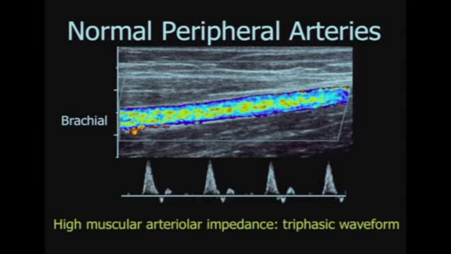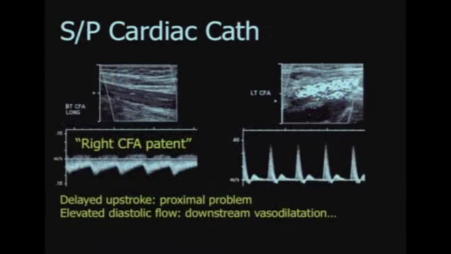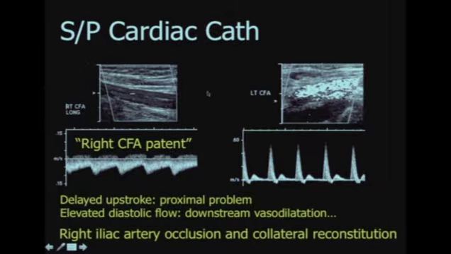Peripheral arteries should typically have this appearance. The muscular arterioles at rest have a very high impedance and give you this typical triphasic waveform. After cardiac catheterization, this young child had a slightly cool leg, and the official interpretation was the right common femoral artery was patent. And while that's true, when we went back and looked at the other side, because symmetry is your friend, you can see that there is a markedly delayed upstroke, especially compared to the other side. That indicates that there's a proximal problem. There's elevated diastolic flow. That indicates there's downstream vasodilatation. You don't have the reversal of flow like you do in the normal leg. And this is a very typical appearance for a right iliac artery occlusion and collateral reconstitution.